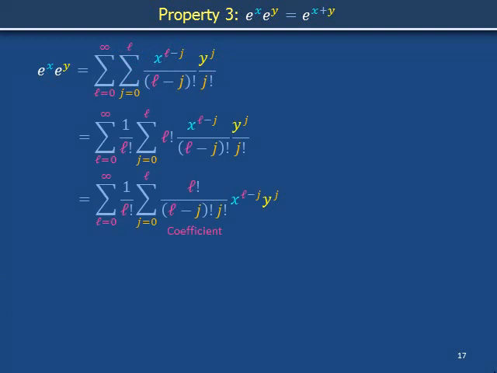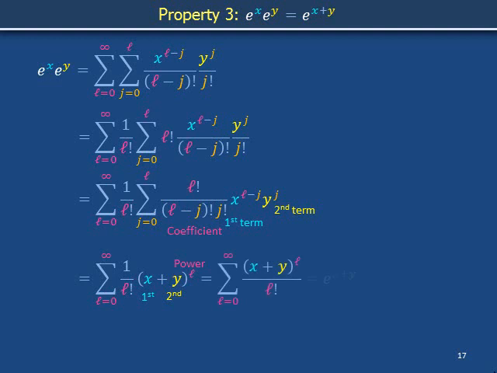Now we have a coefficient familiar from combinatorics, a first term, and a second term. We recognize the result of the binomial theorem. Put the mark for the first term on stage here, the mark for the second term goes here, and take both of these terms to some power, here. e to the x times e to the y equals the sum from L equals 0 to infinity of 1 over L factorial times the Lth power of x plus y. And formatting the sum nicely, we recognize e to the x plus y.